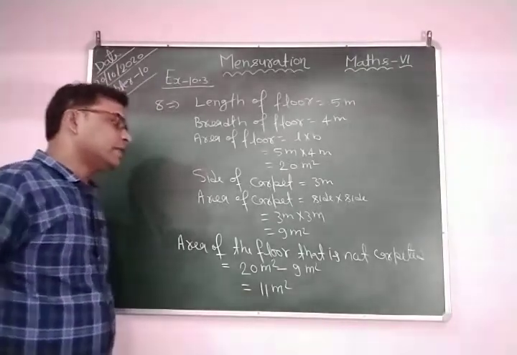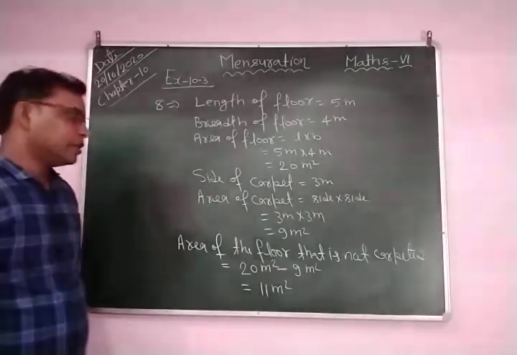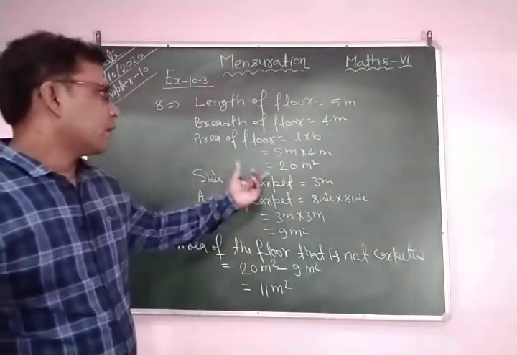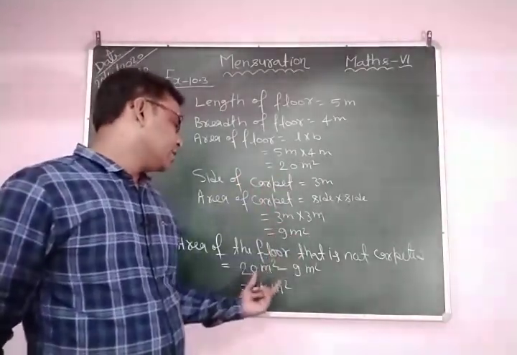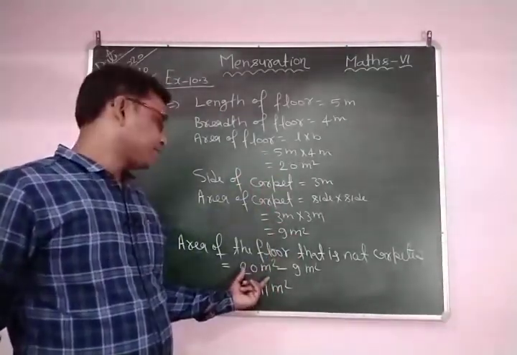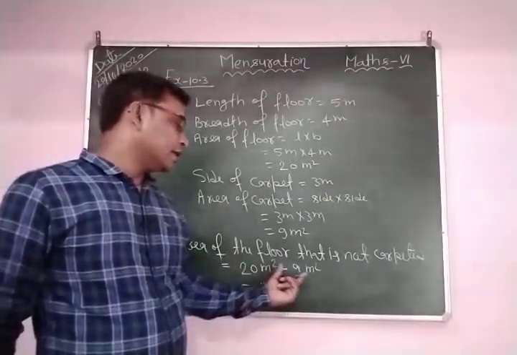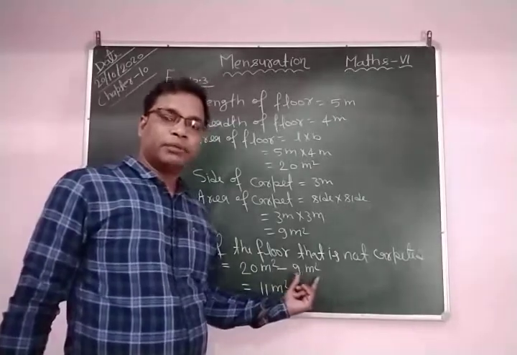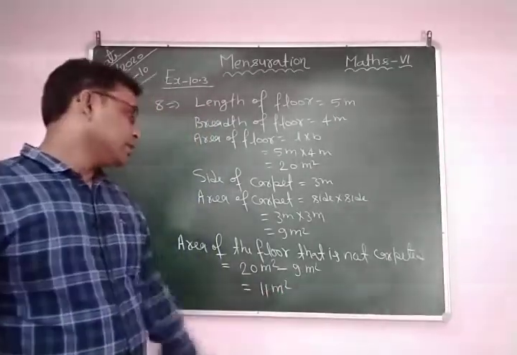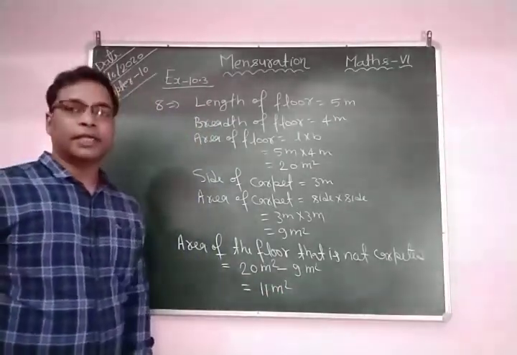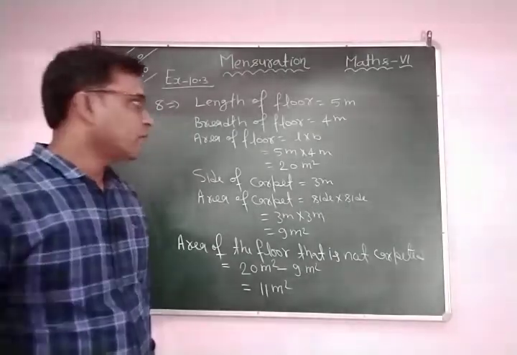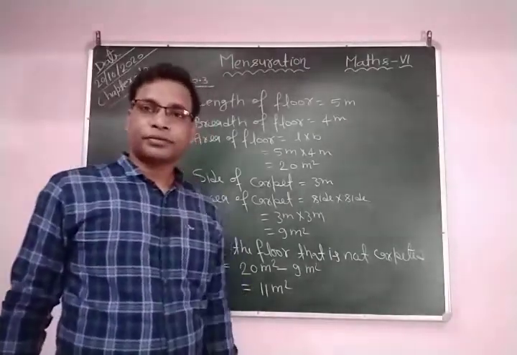So area of the floor that is not carpeted is area of floor minus area of carpet. Here area of floor is given, 20 meter square, and the area of carpet is 9 meter square. If we subtract them, then we obtain the area of floor that is not carpeted. Okay, so I hope all of you understood these questions.